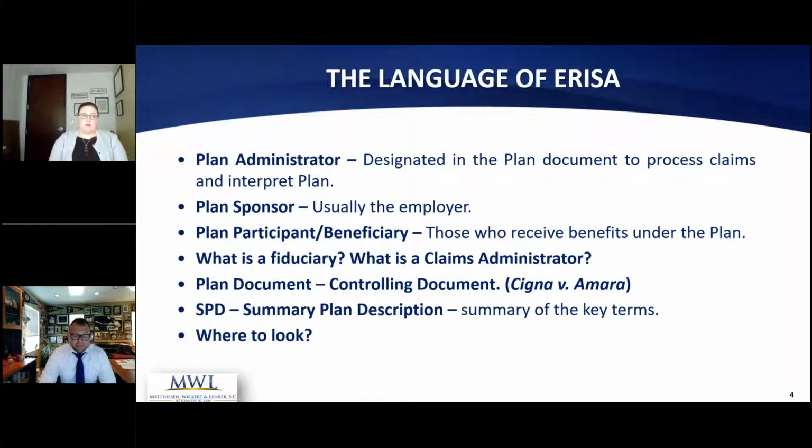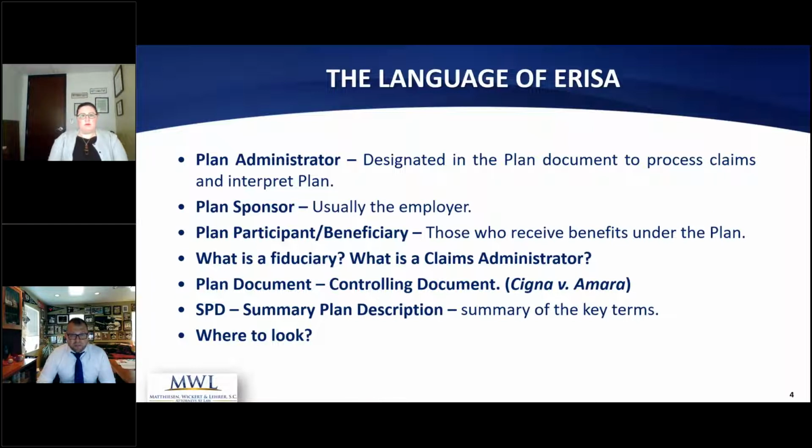Plan participants and plan beneficiaries. These are quite simply the employees that are covered by the plan, or in the case of beneficiaries, the dependents that are going to be designated by the participant or by the terms of the plan, and they're the ones who are entitled to receive benefits under the plan.